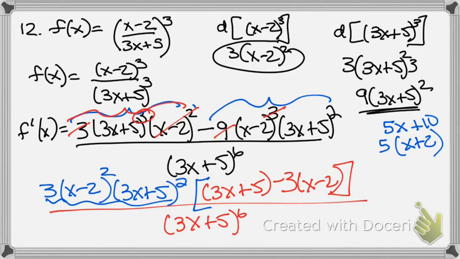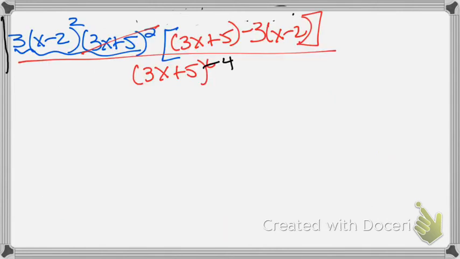Now all I have to do is cancel. You have 2 of these 3x plus 5s. We'll cancel with 2 of these, making that a 4. And all I have left to do is distribute this negative and combine like terms. So now just combine or distribute and combine like terms.